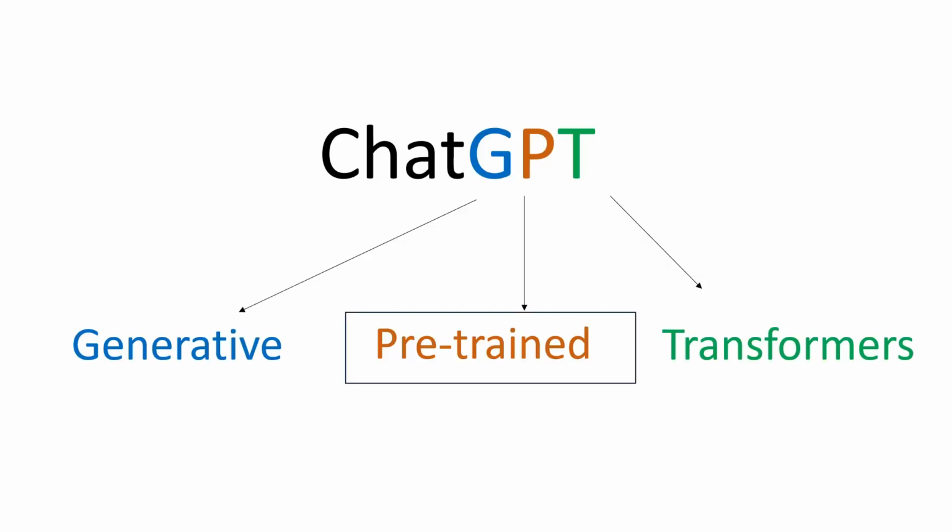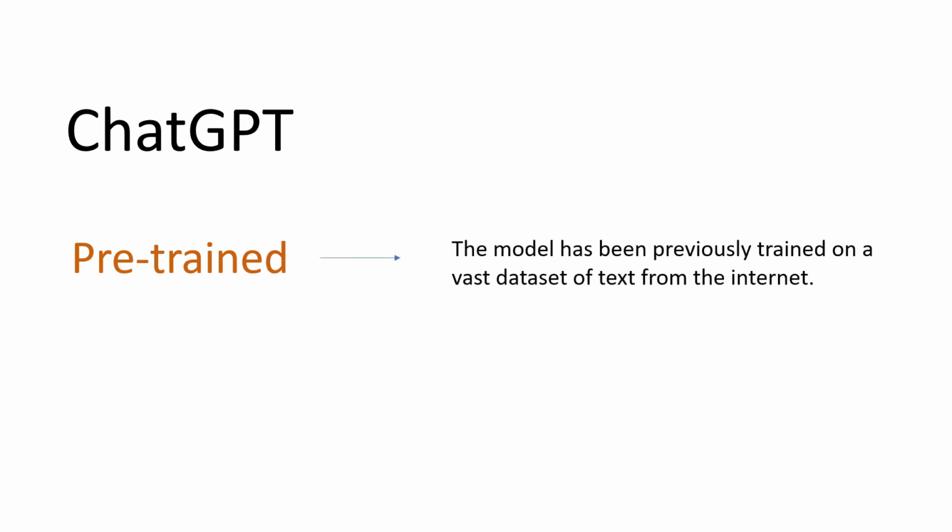The second part of the name is pre-trained. Pre-trained indicates that the model, ChatGPT, has been previously trained on a large amount of text data from the internet. In other words, ChatGPT has already spent a lot of time reading tons of books, websites, and other texts, so it's ready to talk to us or give us the information that we need. Think about it similar to when you want to learn how to play a musical instrument, like for example, guitar. Before you can play songs or write your own music, you need to learn about the chords, scales, and techniques. Very similarly, ChatGPT has been trained before we can actually use it.